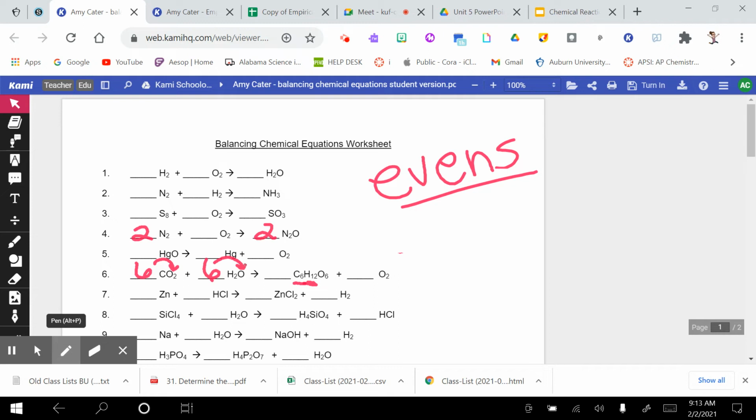Okay. If I look over here, I got 6 oxygens right here and 2 right here. That's only 8. But I need 18. So if I put a 6 right there, that gives me 6 times 2 is 12, plus the 6 here is 18. It doesn't matter which order you do it in at all, as long as they come out to be the same number on both sides.